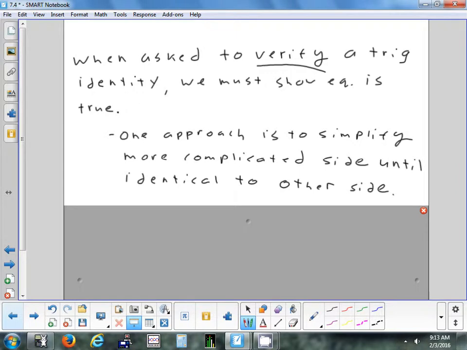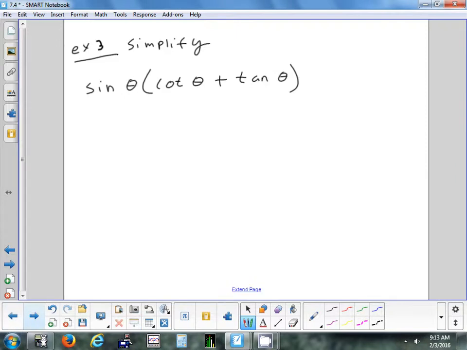So any questions on the difference between simplify versus verify? All right, so we'll do a verify in a second. Let's try one more simplify first. Okay, so this one we don't know where to stop. We're just going to keep going till we get an answer that looks pretty simple and we think we can't do anything else with it. Hopefully that'll be pretty clear as we go through.